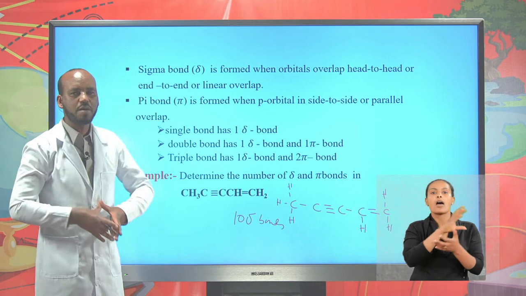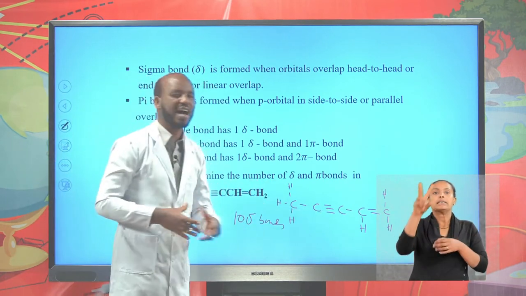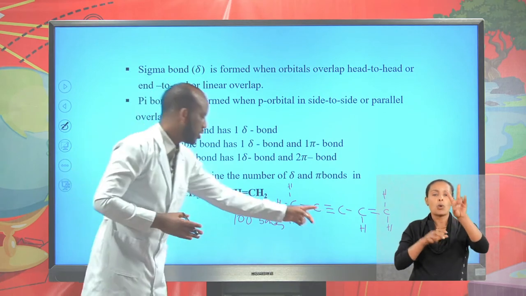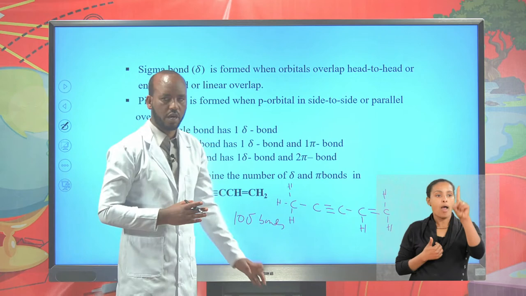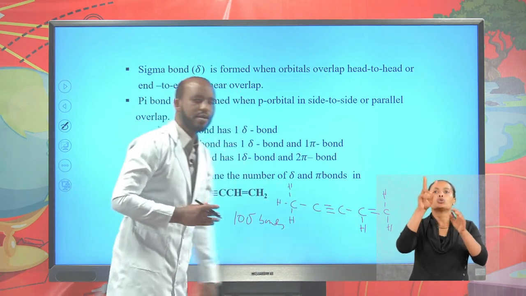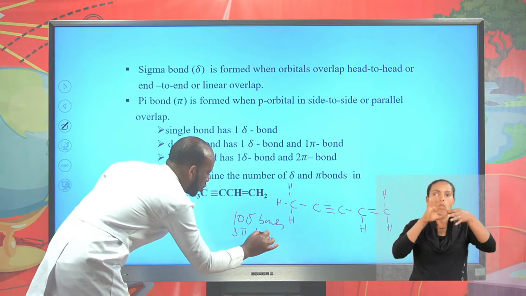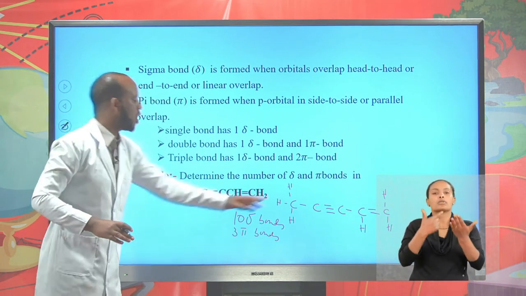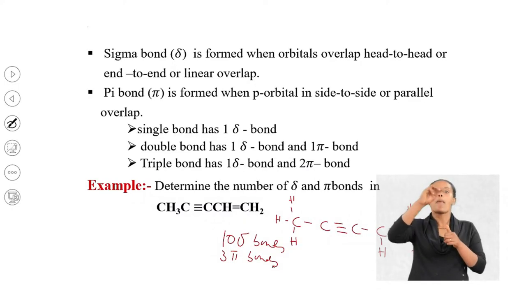And how many pi bonds are there? As we said, a triple bond has 2 pi bonds. A double bond has 1 pi bond. Therefore, a total of 2 plus 1 is 3 pi bonds. Now, this molecule has 10 sigma bonds and 3 pi bonds.